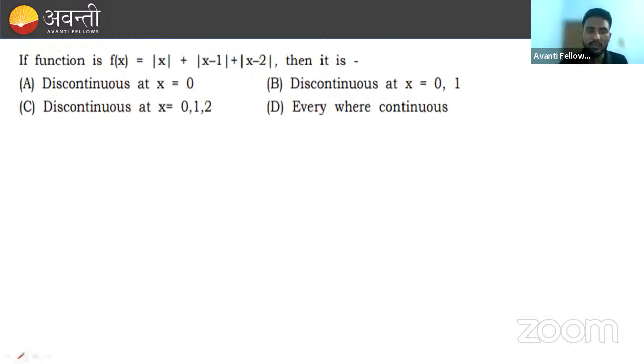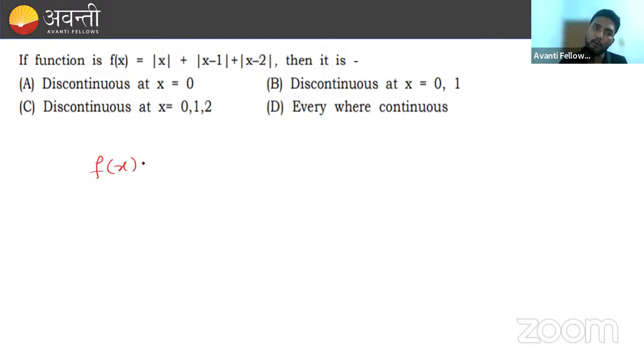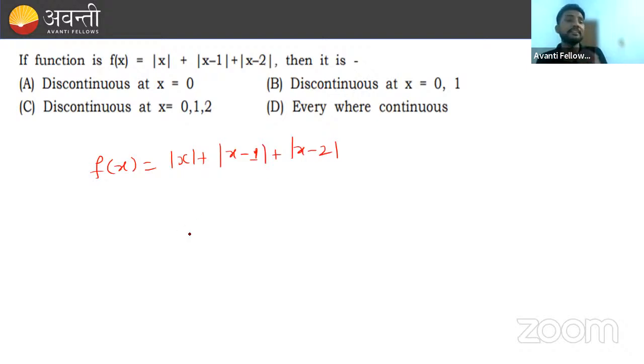And the next one is that there is a function where mod is given, right? Mod x. I am simply telling you the trick. Whenever these kinds of functions come, and if somebody says find the discontinuity of the function, at what point it is continuous or discontinuous, what you have to do is just find the critical points. What are the critical points? For this it will be 0, for this it will be 1, and for this it will be 2. Okay, so find the critical points first.